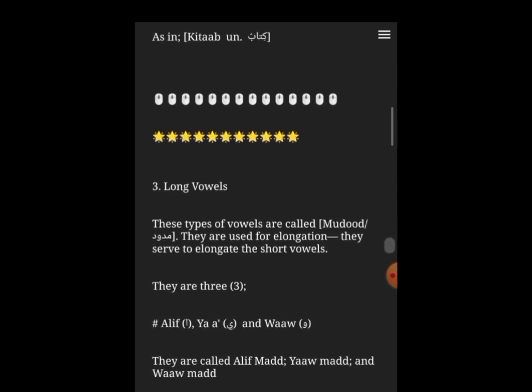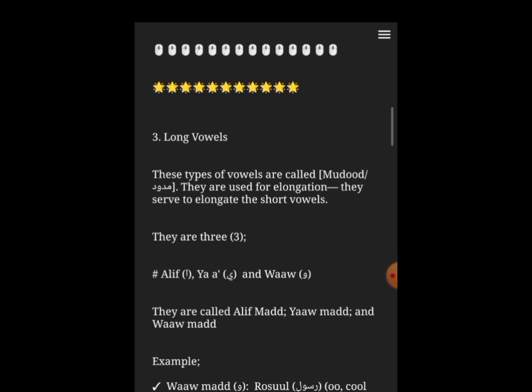Okay, now we move on to another type of vowel, which is the long vowel. The long vowel, like we said, are mudud. And what do they do? They make your consonants become long. The sound of a consonant together with the short vowel makes them long. So there are three letters of mad. The first one, alif mad, ya mad, and of course, yes, waw mad. Alif mad goes with, okay, for every, take note of this. Take note.